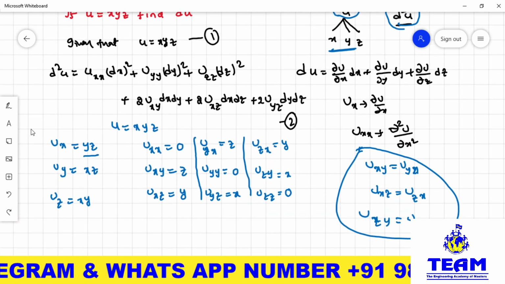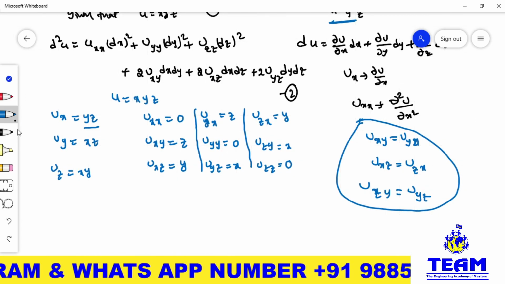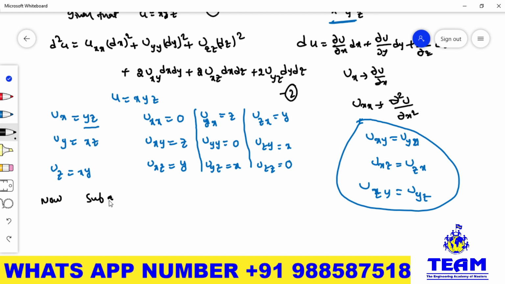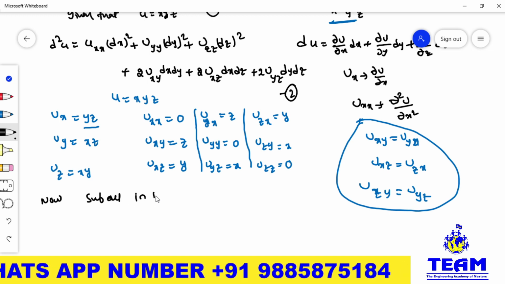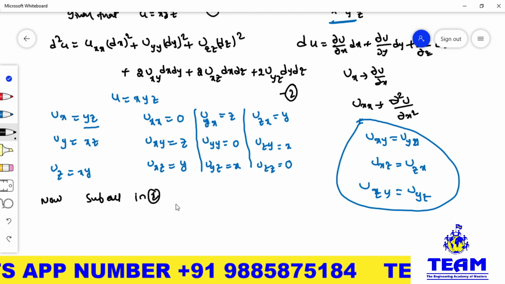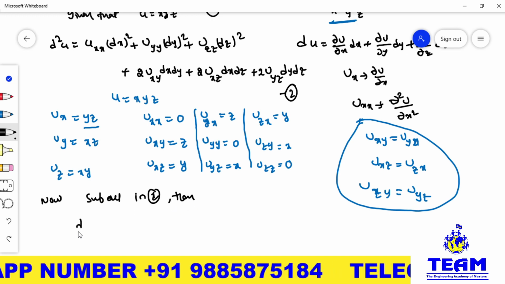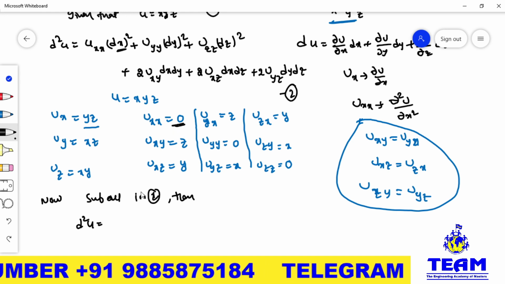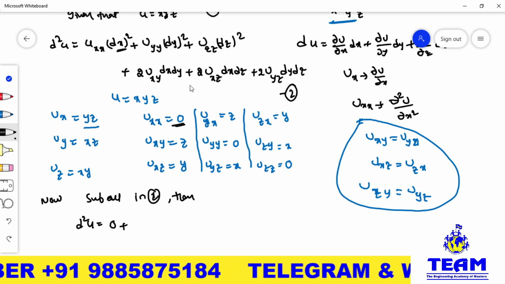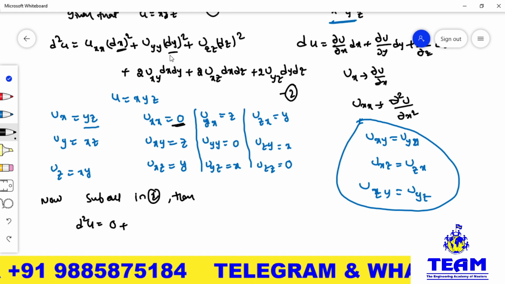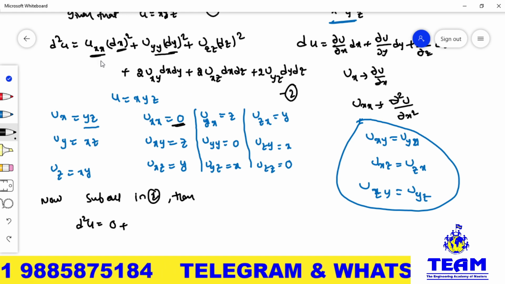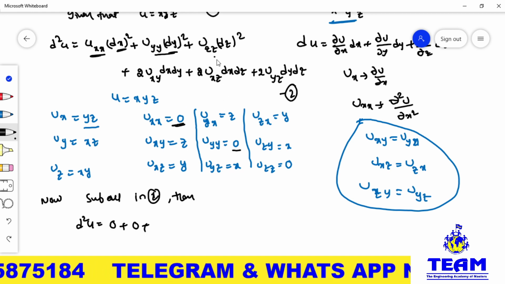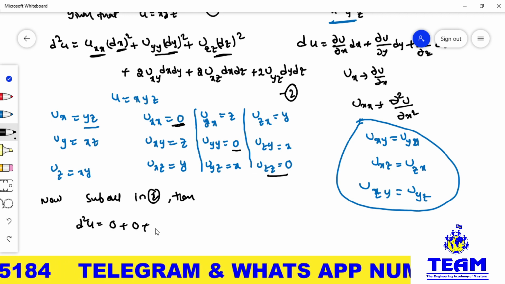Then we will get d square u. Okay friends. Now substituting all in equation number 2. Then d square u is equal to, friends, uxx value is how much? Uxx is 0. So 0 plus uyy. Uyy value what we have here? Uyy is 0. So write on 0 plus uzz is what? 0. So this term is also 0.